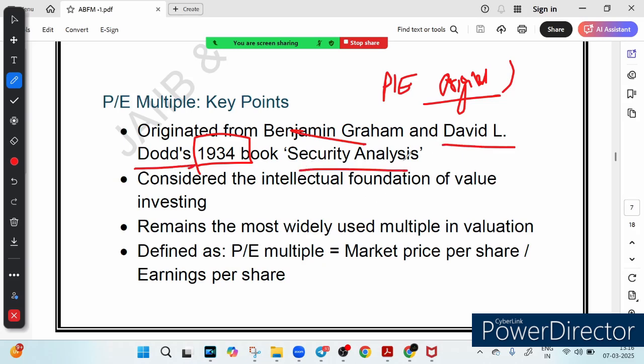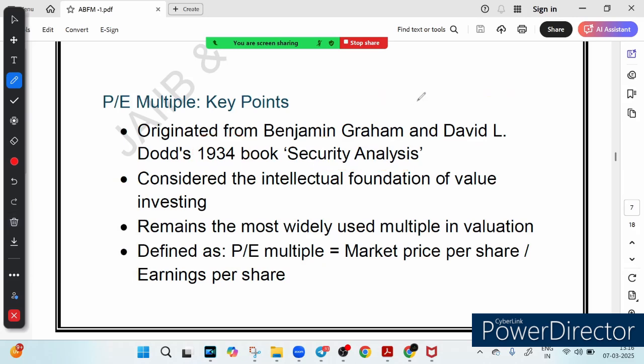So why does this matter? The next question is, why does this matter? Let's answer it. Because these two are the fathers of value investing. Their ideas laid the foundation for legends like Warren Buffett, right? Yes, the guy who made billions by picking great stocks. Now the second question is, what is the PE ratio?